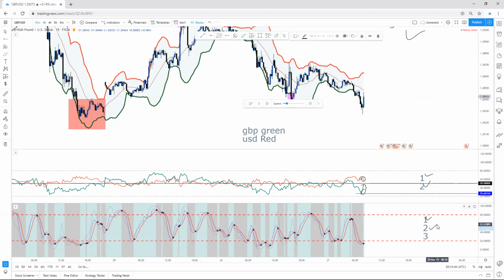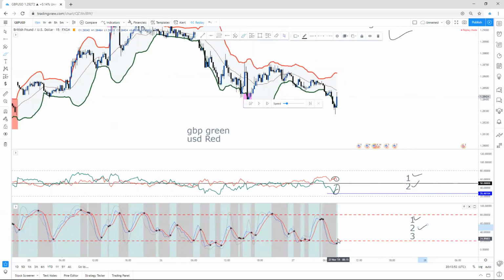So that's the second confirmation: blue line crossing above the red. Boom. The third is the background. Is the background green because we are looking to buy? Yes, it's green. Common sense. And like that, we have all the confirmation. Okay?